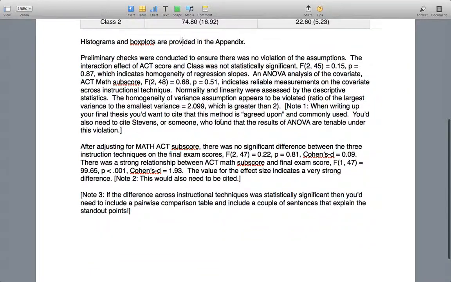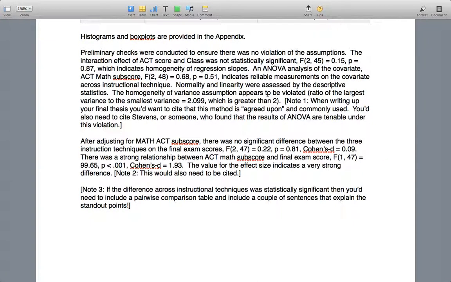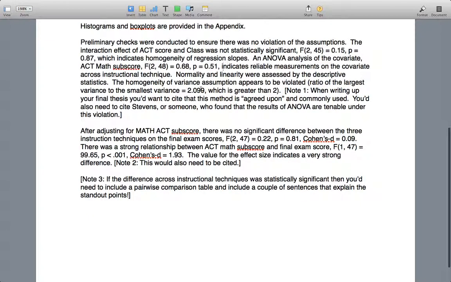Next thing I do is just talk about the assumptions. In the first sentence, I looked at the interaction of ACT and class, and that indicates homogeneity of regression slopes. The next thing I looked at is the ANOVA of the covariate over instructional techniques, which indicates that we have independence of the covariate across instructional technique. Just go ahead and read this.